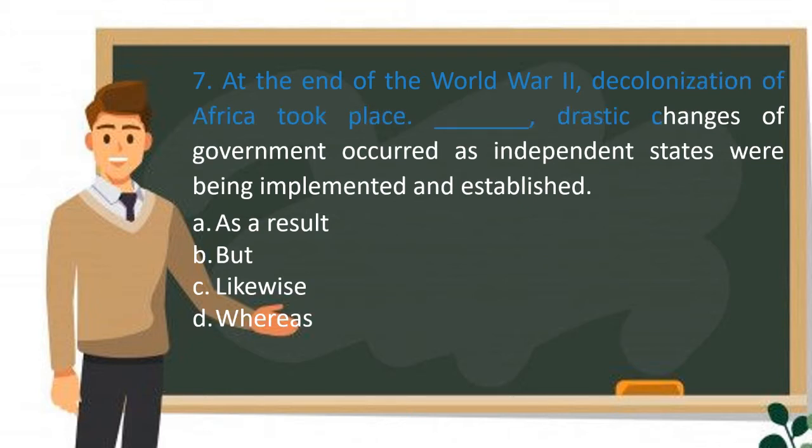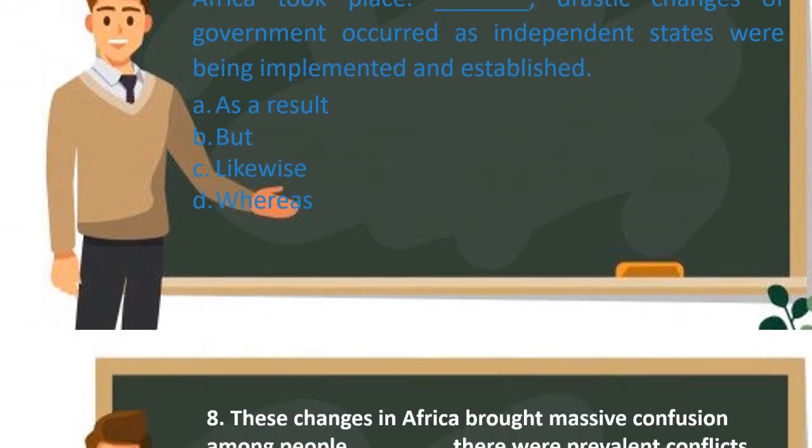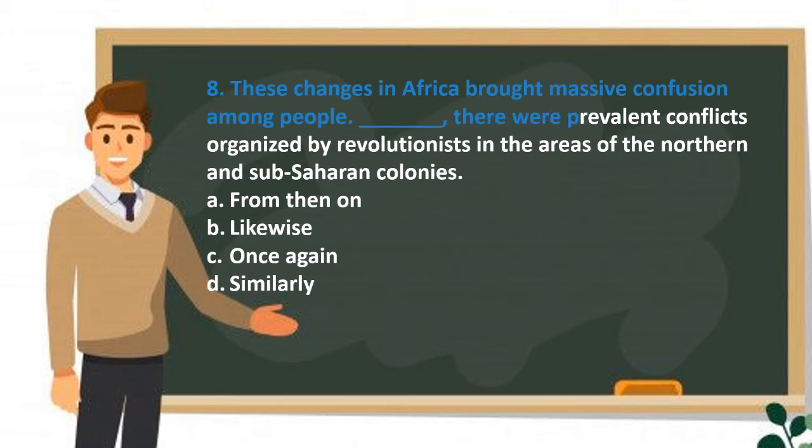Blank drastic changes of government occurred as independent states were being implemented and established. A. As a result. B. But. C. Likewise. D. Whereas. 8. These changes in Africa brought massive confusion among people. Blank. There were prevalent conflicts organized by revolutionists in the areas of the northern and sub-Saharan colonies.